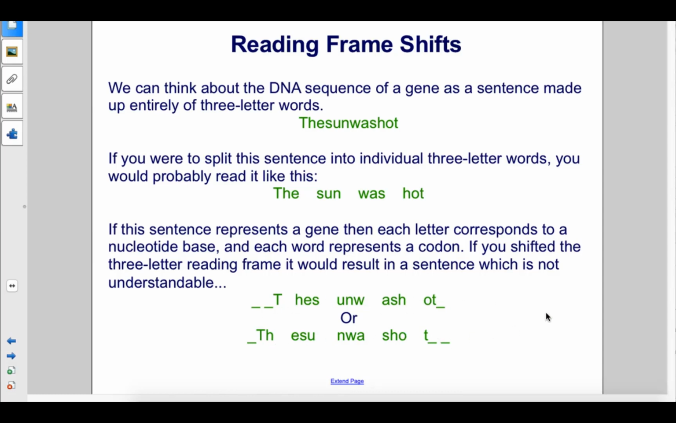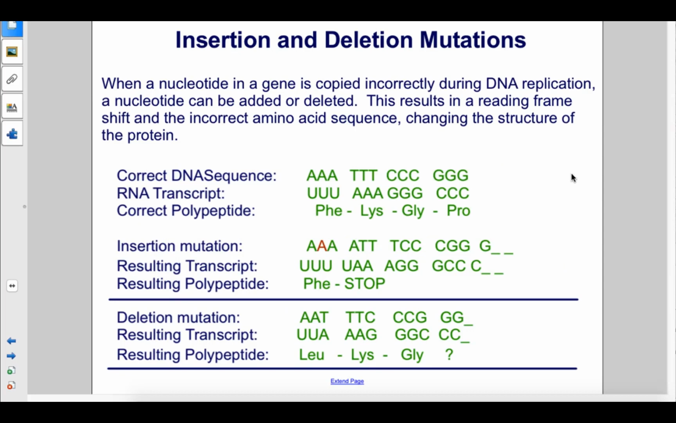or this. When a nucleotide in a gene is copied incorrectly during DNA replication, a nucleotide can be added or deleted. This results in a reading frame shift and the incorrect amino acid sequence, changing the structure of the protein.